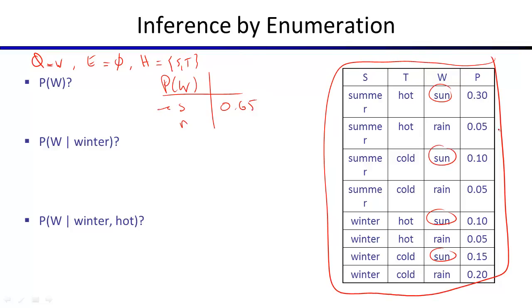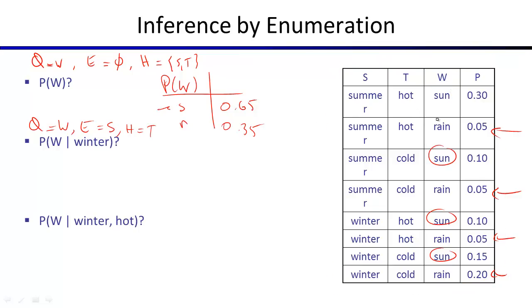How about the next one here? W given winter. So the query variable is still W. Evidence variable is now the season, and the hidden variable is, in this case, temperature. First thing, pick all the rows in the table consistent with the evidence variables. Get rid of everything else. So the evidence variable is winter, so we get rid of all of this up here. Just keep the rows consistent with winter.